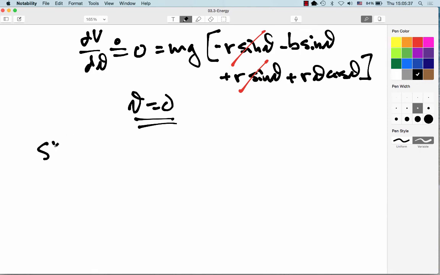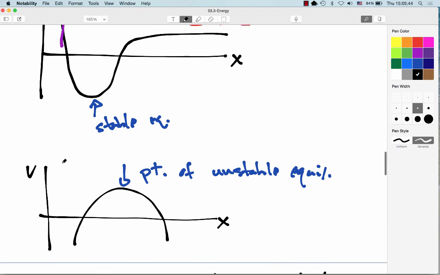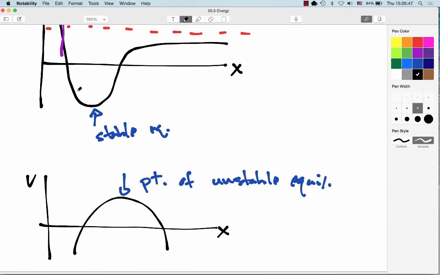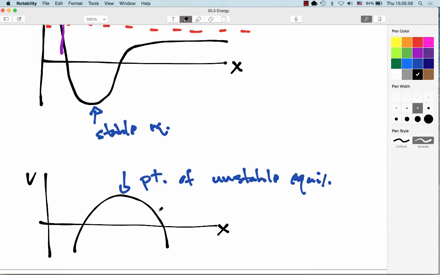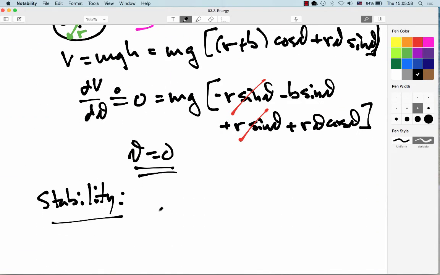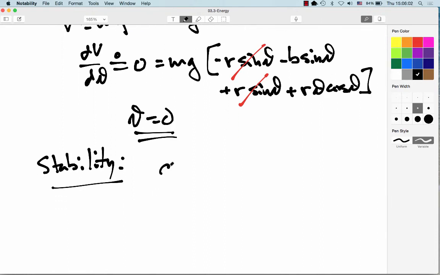For the stability, well, let's go back to our curves here. You can see here where it's a point of stable equilibrium, it holds water, so that would be positive curvature. And here we spill water, so that would be negative curvature. So we'll go ahead and do the second derivative test for our stability. So that would be d squared V d theta squared, and we will set that at theta equals 0.